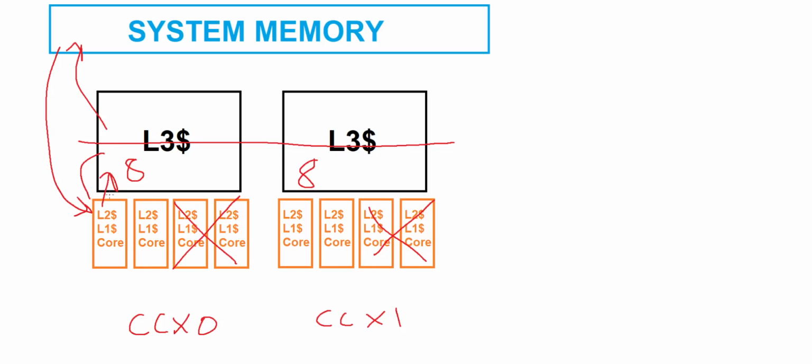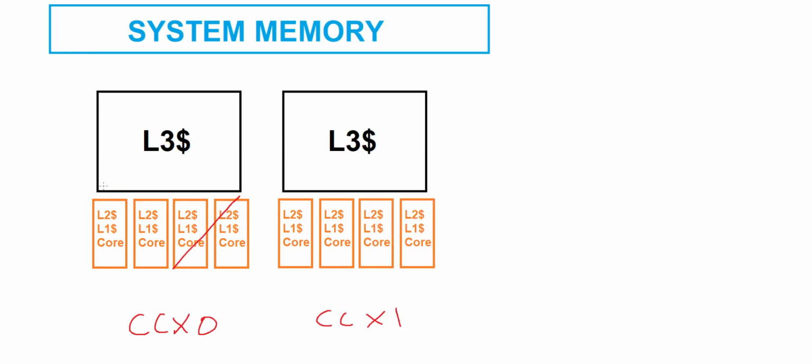Now, another interesting thing to note is that because we have two CCXs in general on Zen 2, or we have multiple CCXs, say what happens is we have an address that both this core 0 here and core 5 are working on.